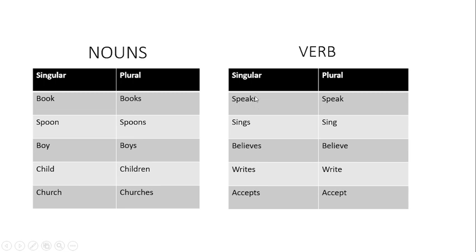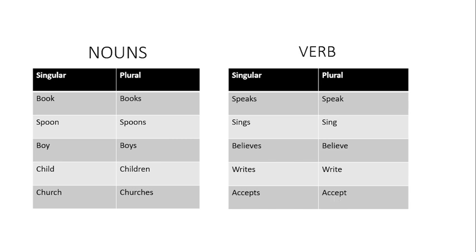So speaks is a singular verb. Sings is a singular verb. Believes, singular verb. Writes, singular verb. Accepts, singular verb. So we have the plural verbs here without the inflection s: speak, sing, believe, write, accept.